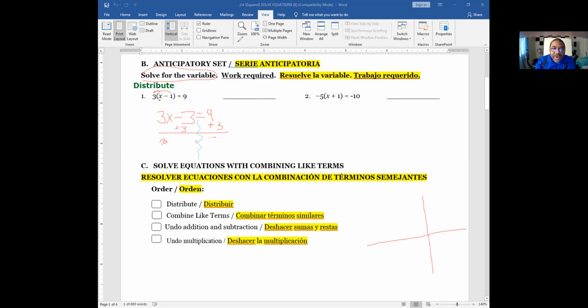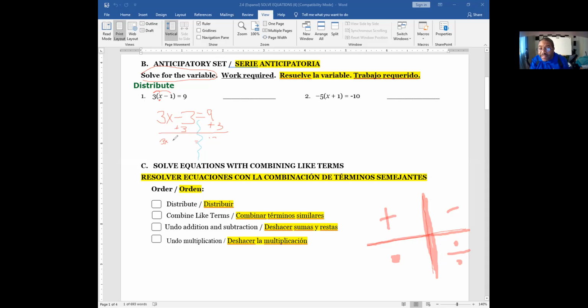Well, there's this thing called the inverse operations. We've talked about it before. Hopefully you remember. The inverse is the opposite. The opposite of addition is subtraction. The opposite of multiplication is division. So we're going to have to do the inverse operation to get x by itself.